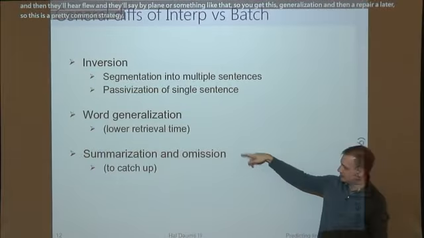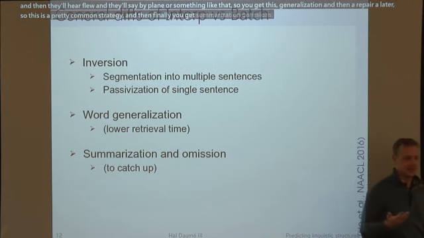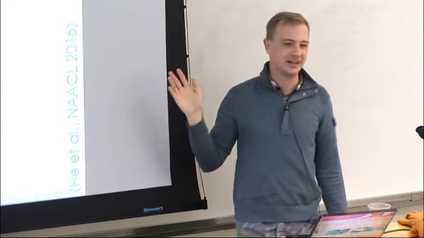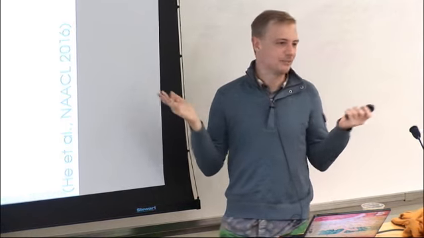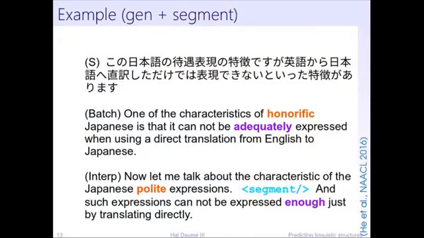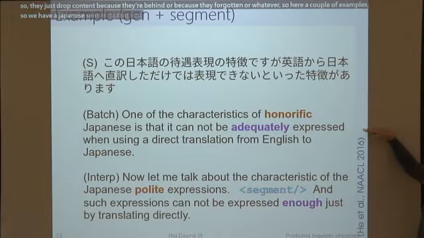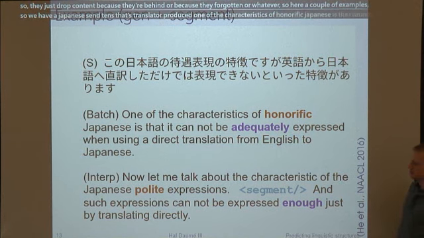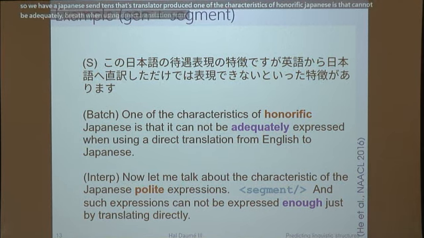And then finally, you get summarization and omission. This is basically to catch up. So they just drop content because they're behind or because they've forgotten or whatever. Here are a couple of examples. We have a Japanese sentence. The batch translator produced: "One of the characteristics of honorific Japanese is that it cannot be adequately expressed when using a direct translation from English to Japanese."